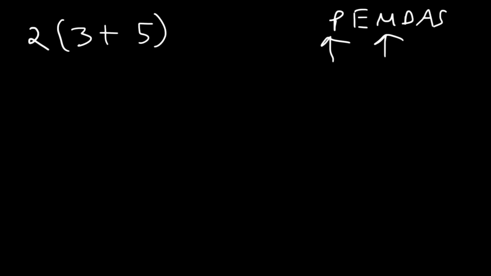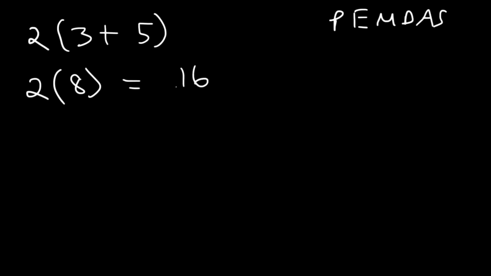It turns out for this example, the order doesn't matter. Ideally, you want to work out what's inside the parentheses first, but for this specific example, you will get the same answer. 3 plus 5 is 8. 2 times 8 is 16.